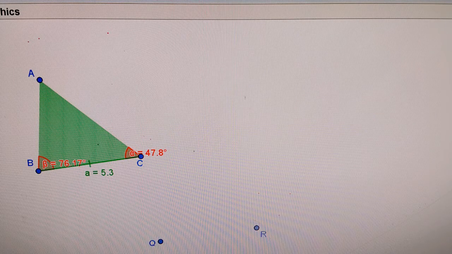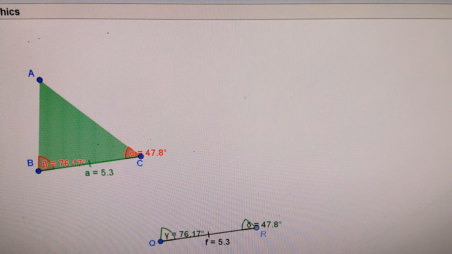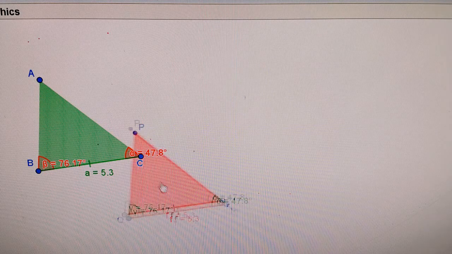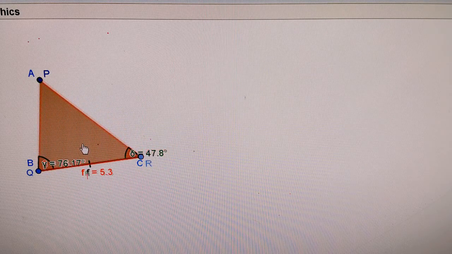Therefore, draw a segment QR of length 5.3 cm. Measure the angles at points Q and R as equal to angle B and angle C. Both rays will intersect at point P. Then construct triangle PQR. Do these two triangles coincide with each other or not? Therefore, put both triangles on each other.